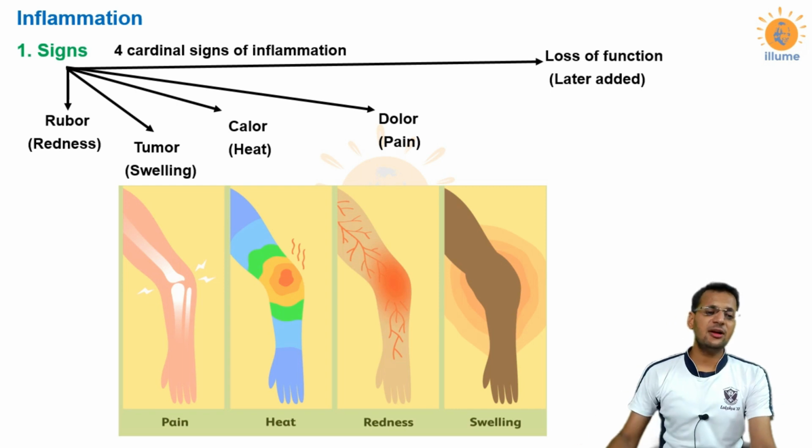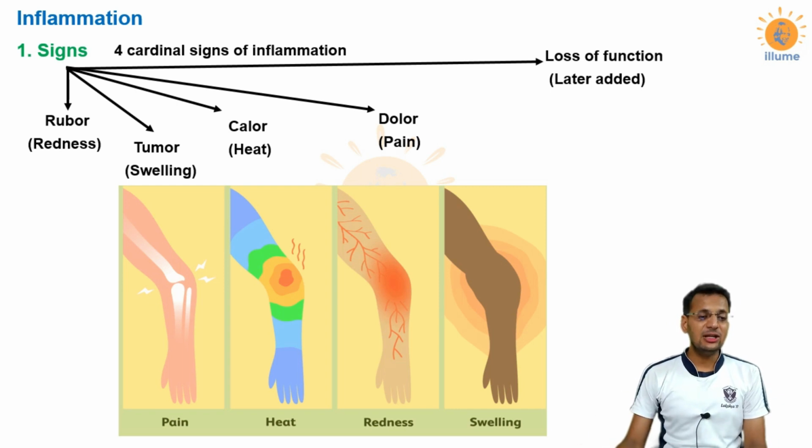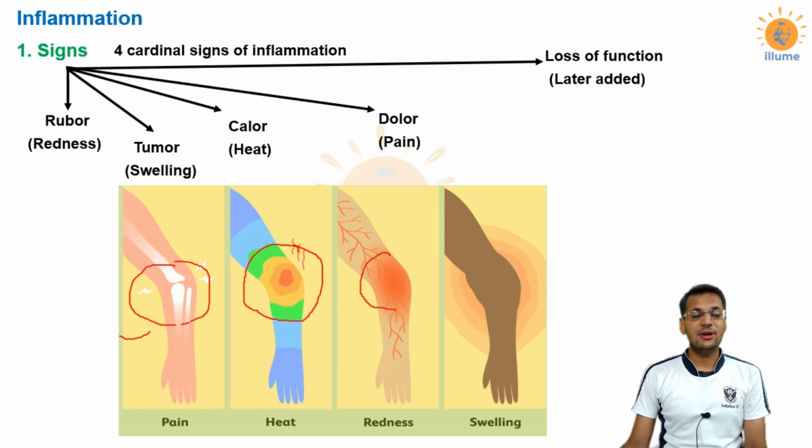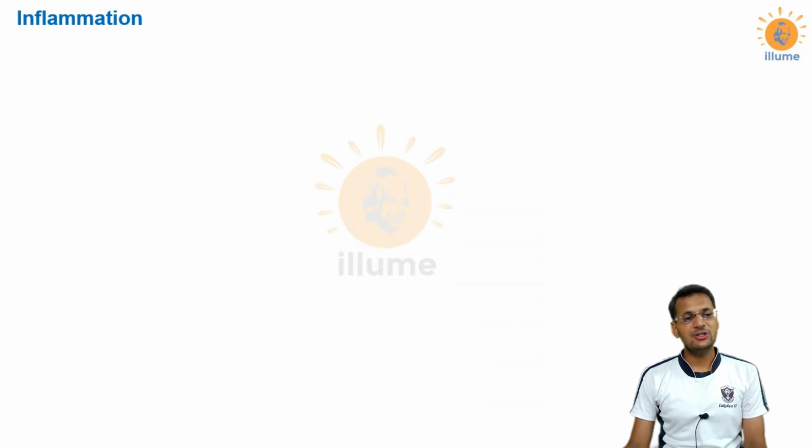So in this picture, suppose there is any injury to this elbow, then it will first produce pain, the first sign. The localized area around the elbow would have an increased temperature, that means heat is produced. You would see the affected area as redness, and there would be swelling. So these are 4 fundamental signs of inflammation that are always produced in inflammation.